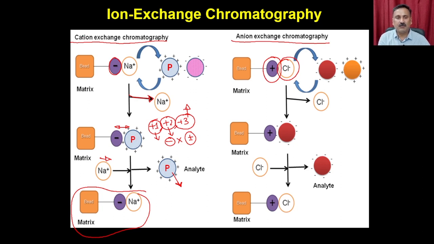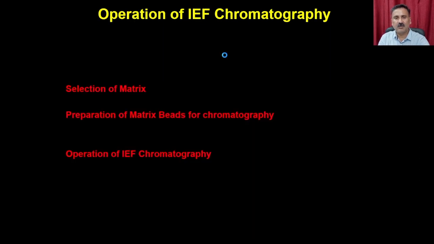So whether you want to use cation exchange chromatography or anion exchange chromatography depends on what kind of charge is present on the protein. Based on this charge, you can use either cation exchange chromatography or anion exchange chromatography. Now, how are you going to run ion exchange chromatography?